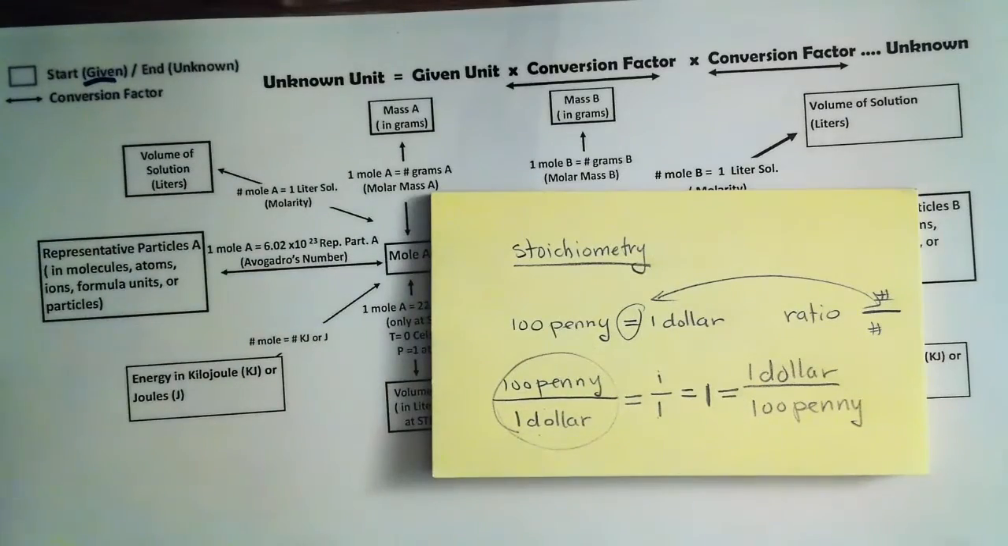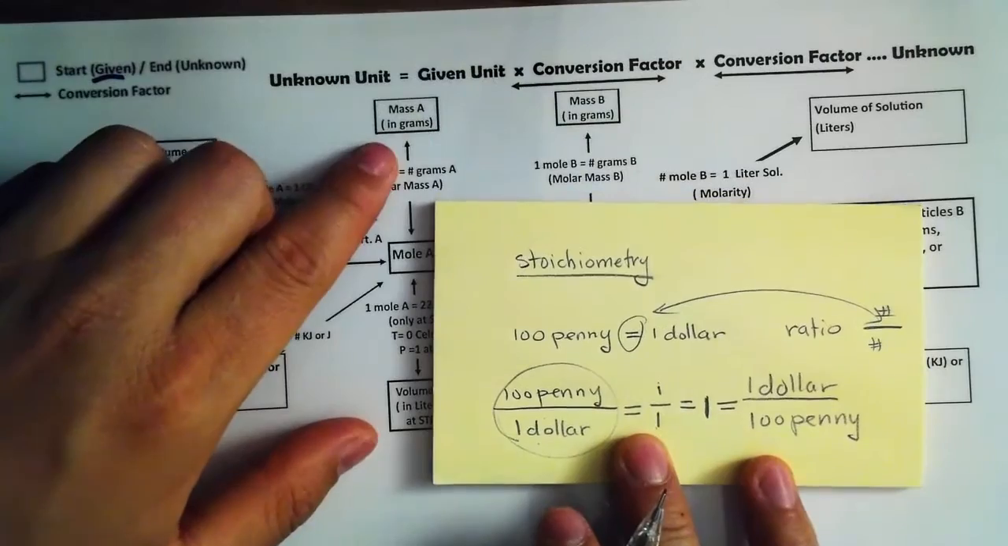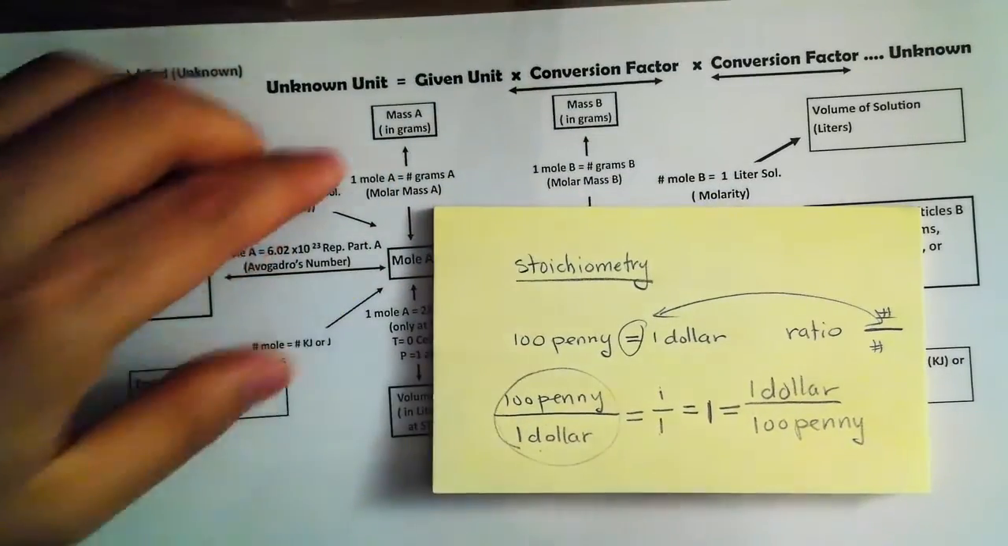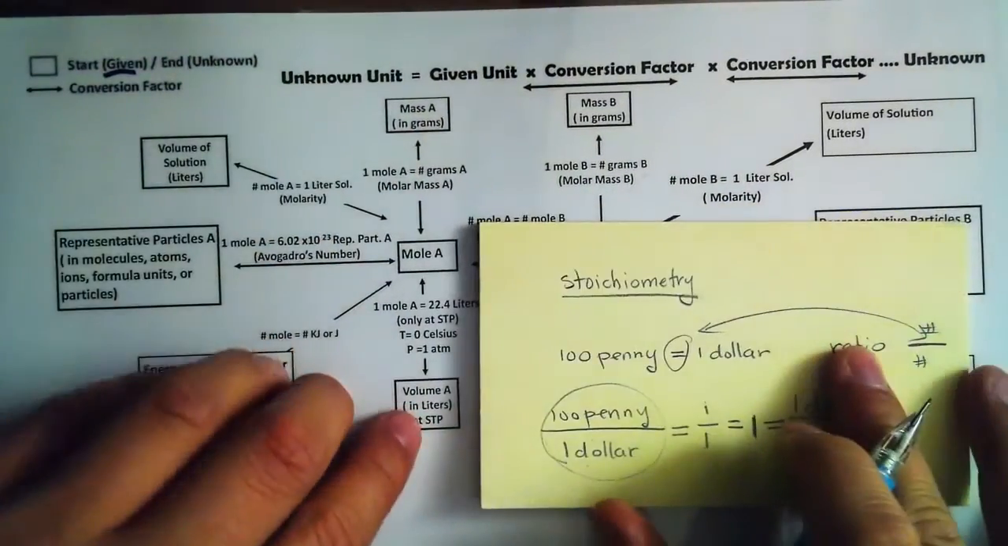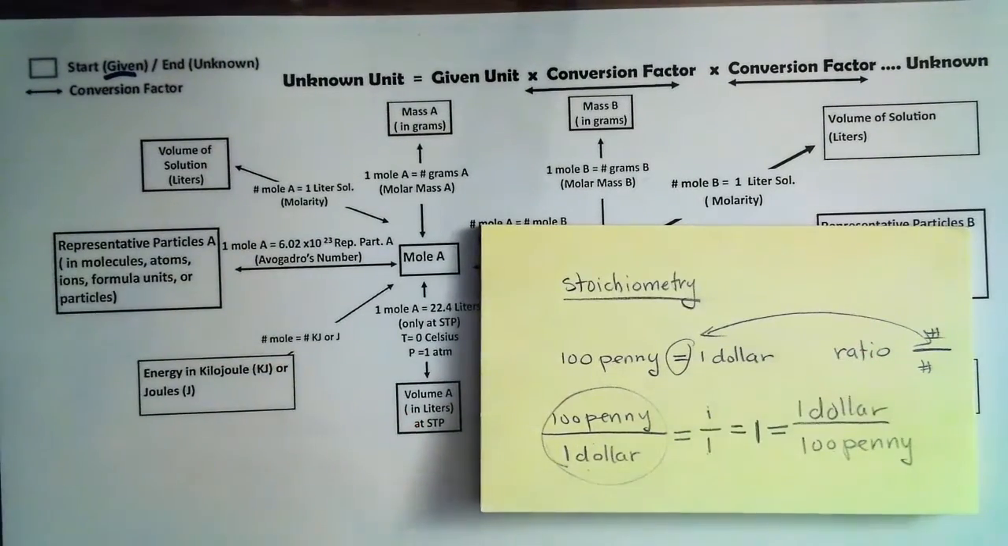So why is that important? Because in chemistry, you can actually change grams all the way to liters, and I'm going to show you next. Let's look at an example, okay?